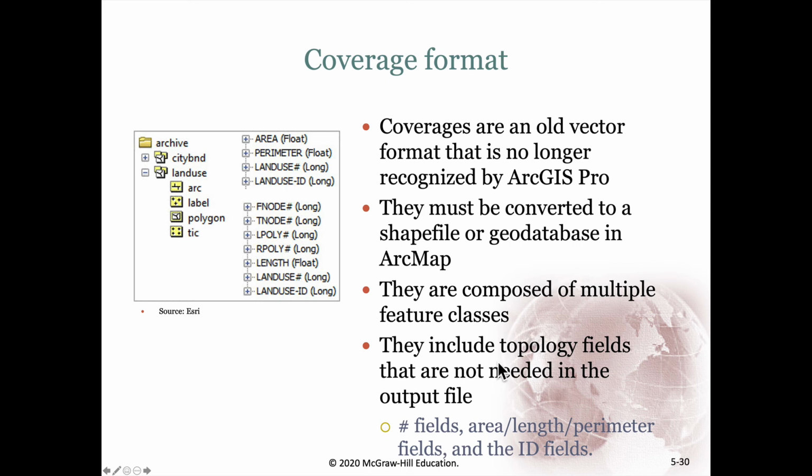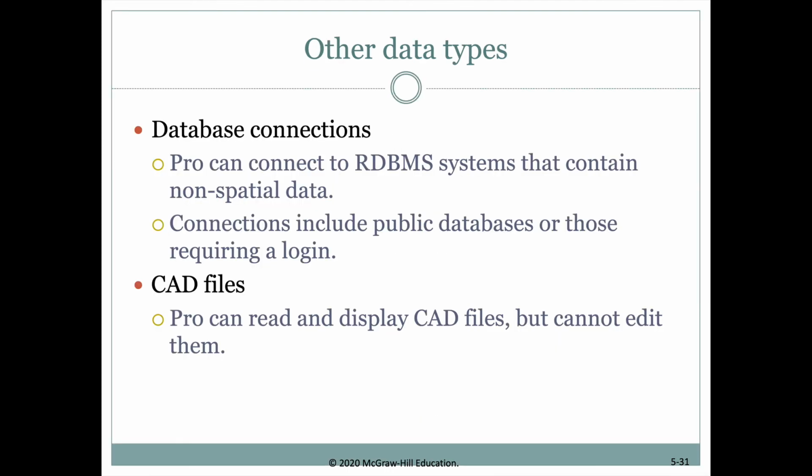They do include topology, but they include some fields in the attribute table that are no longer used. So things like the pound fields, the area, length, perimeter fields, and the ID fields are not fields that ArcGIS Pro needs to use or has a capability of using. It's just kind of more leftover from what these coverages used to be.